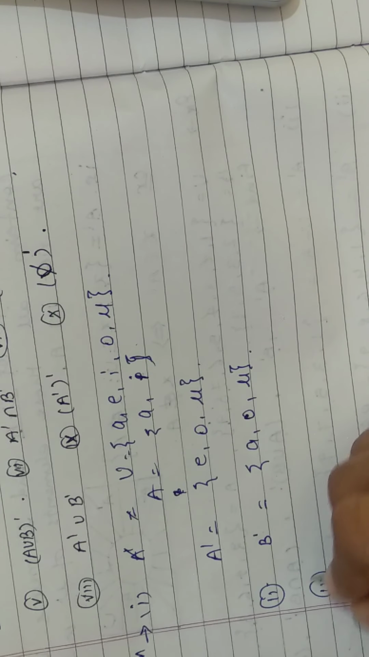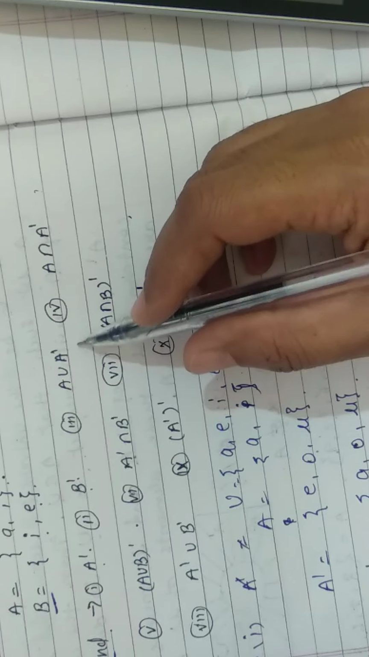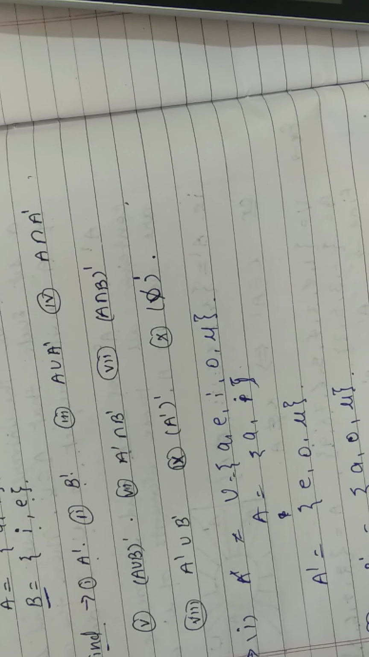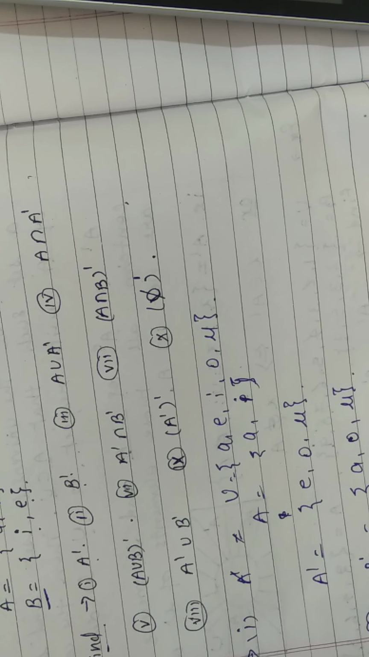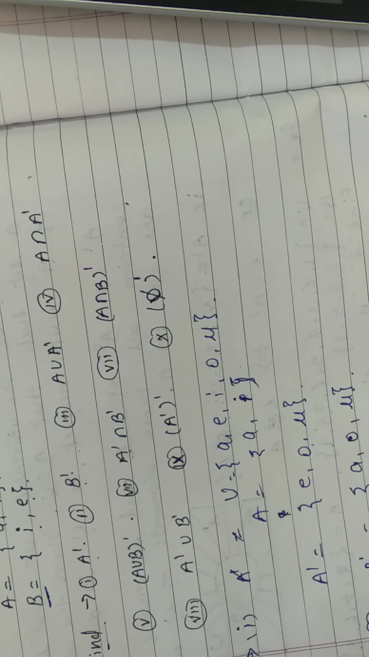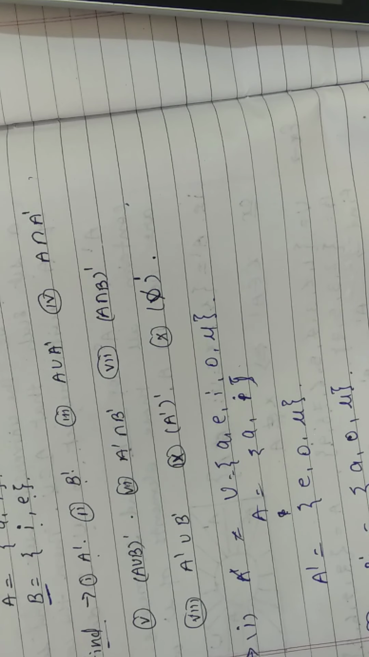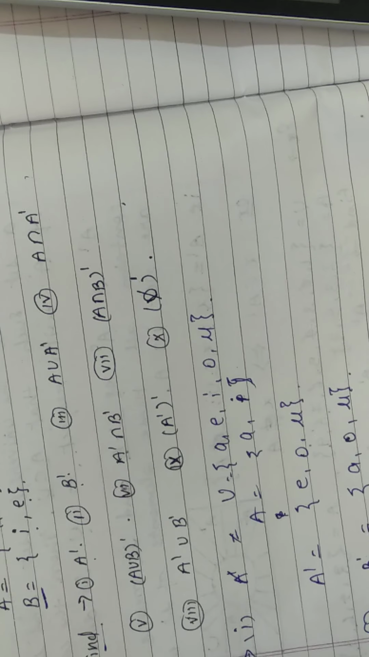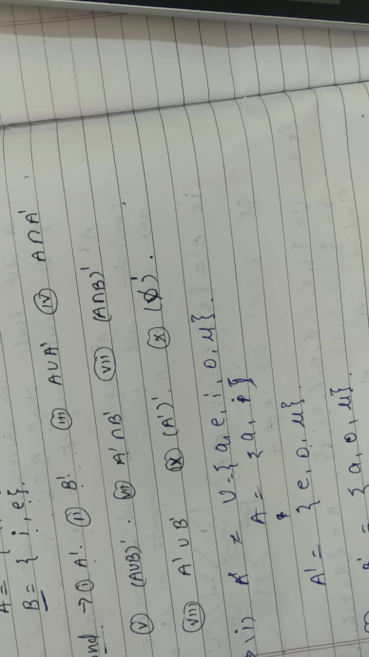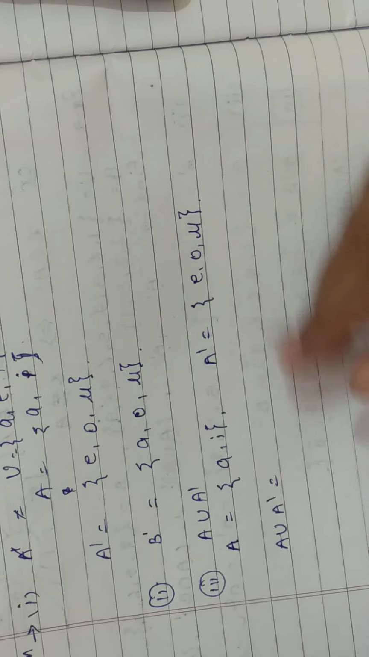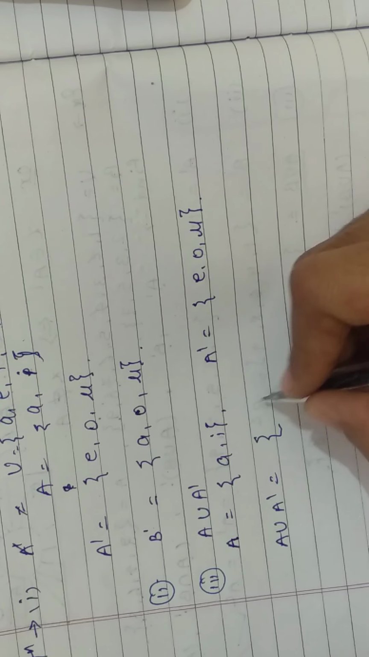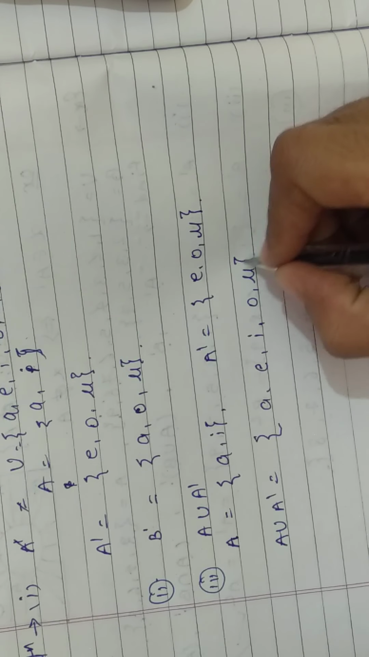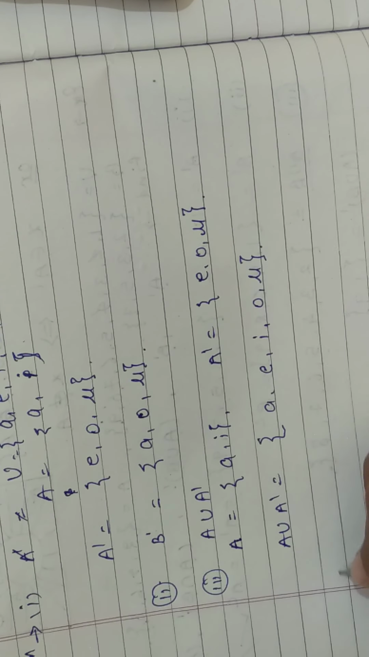Okay. The third part is to find A union A complement. For that, first we find A. A is {A, I}, and A complement is E, O and U. So what do we get? A union A complement is A, E, I, O and U. Clear?